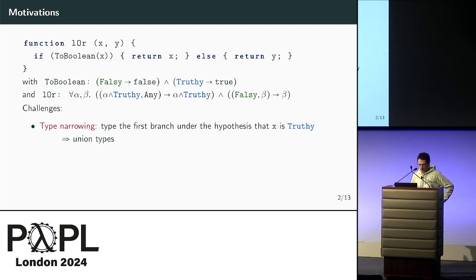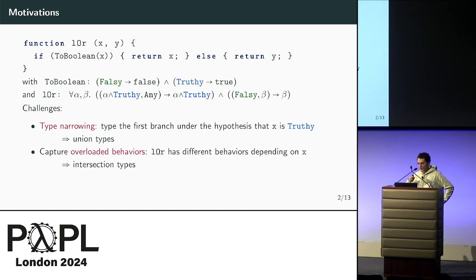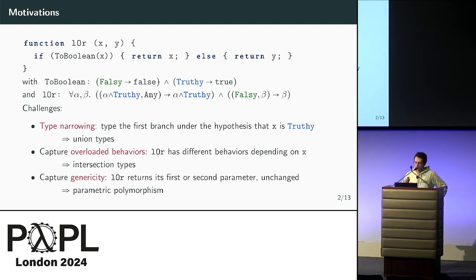First, we have to perform type narrowing. Indeed, when we type the first branch of the type case, the return x, we should assume that x is truthy. It is the case because if x was not truthy, then it would have taken the second branch. In order to implement that, we will use union types. We will see that later. Also, we want to capture overloaded behaviors. And as we have seen, we do that using intersection types. And also, we want to capture genericity in order to be modular. And for that, we use parametric polymorphism.